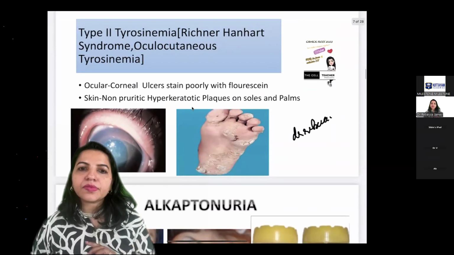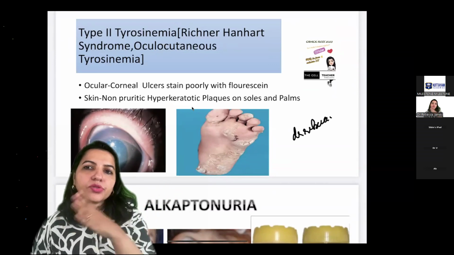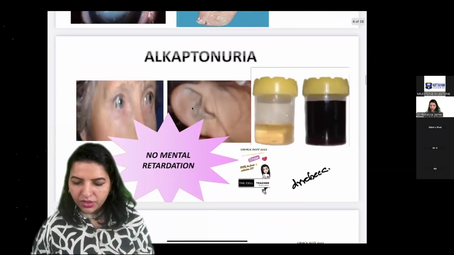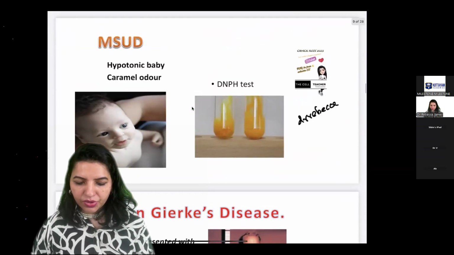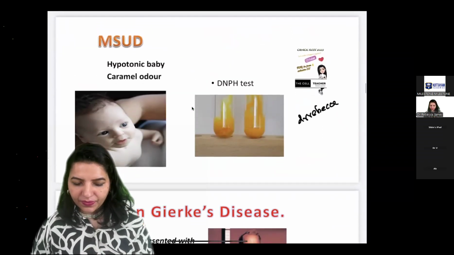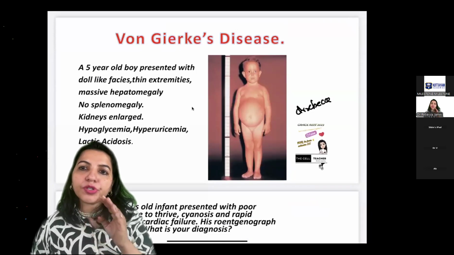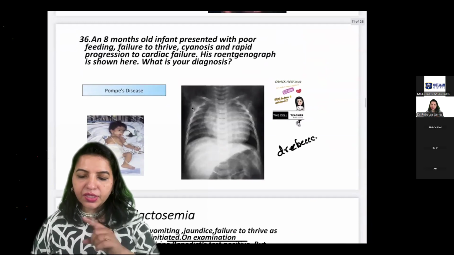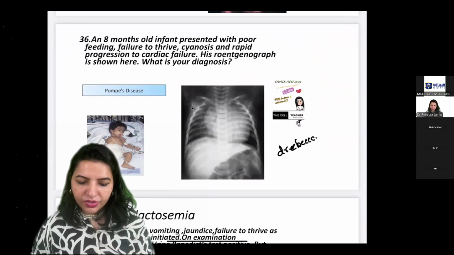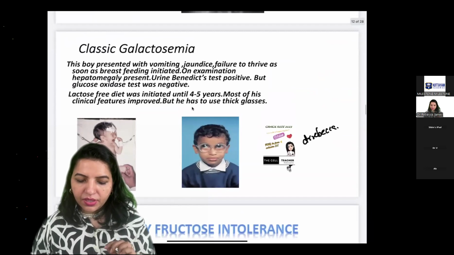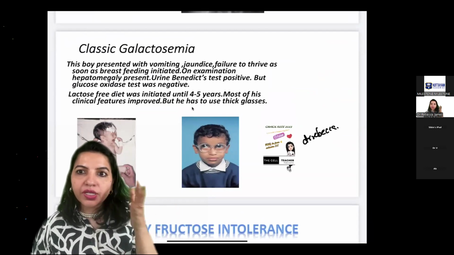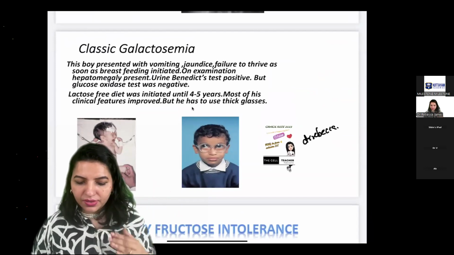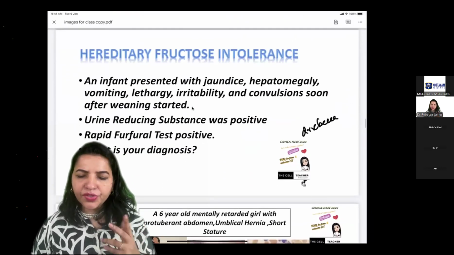Now what is this? Corneal lesion and ocular and cutaneous lesion. That is oculocutaneous tyrosinemia. This you all know, blackening of urine, then black pigmentation in the sclera and all, it is alkaptonuria. MSUD, this is the DNPH test. Then von Gierke's disease, they have a protuberant abdomen. Now this is a case of Pompe's disease. A similar case was asked, that is cardiomegaly and all. This is Pompe's disease. Galactosemia, he is using a glass because of aphakia, because the lens is being pushed out. So lens removed, so he is wearing aphakic glasses. So that is galactosemia. Hereditary fructose intolerance, it's not an image.